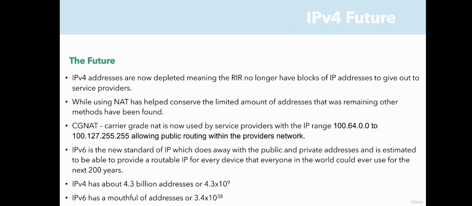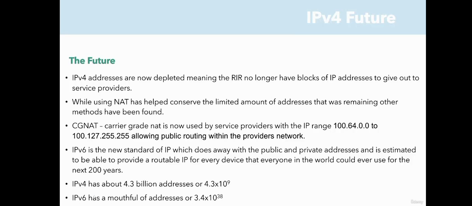Now this is used in service providers with the IP address range of 100.64.0.0 to 100.127.255.255. This allows public routing within the service provider's network only. However, some service providers have massive MPLS networks that can span an entire country. So having this sort of address range frees up an awful lot of normal public IP addresses.